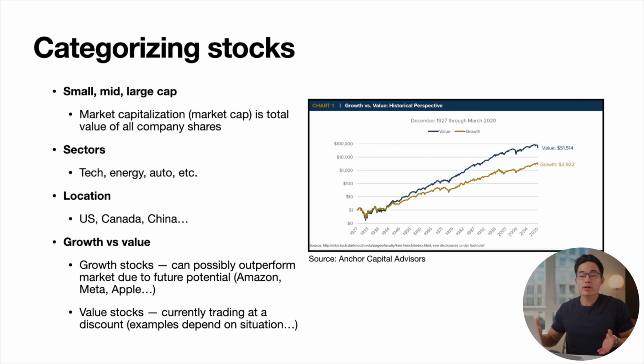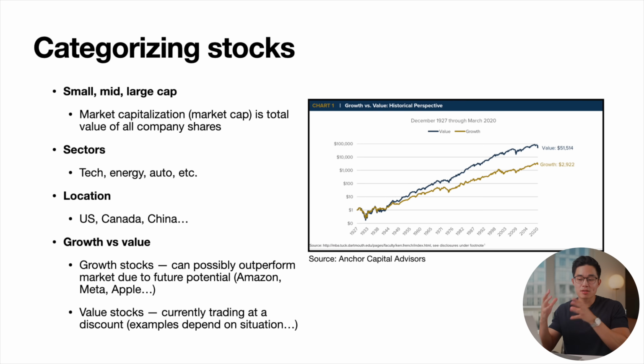Now let's talk about categorizing stocks in terms of their size. And overall, you have small, mid, and large cap companies. Market cap or market capitalization is the total value of all the company's shares put together. And so small cap is going to be between $300 million and $2 billion of market cap. Mid cap is going to be between $2 billion and $10 billion. And then usually large cap is going to be $10 billion or larger.